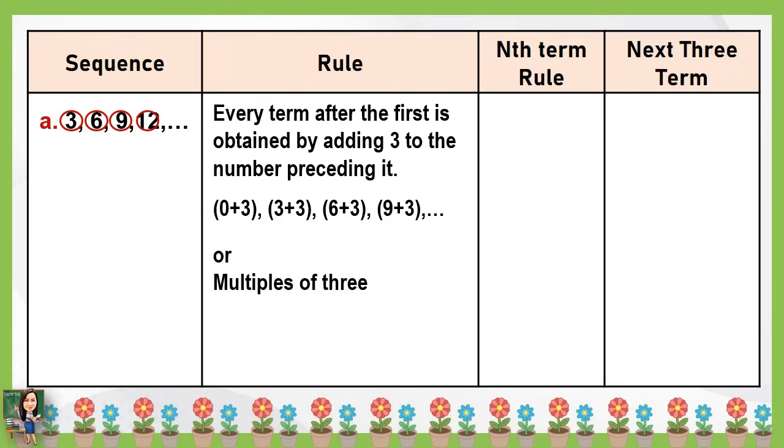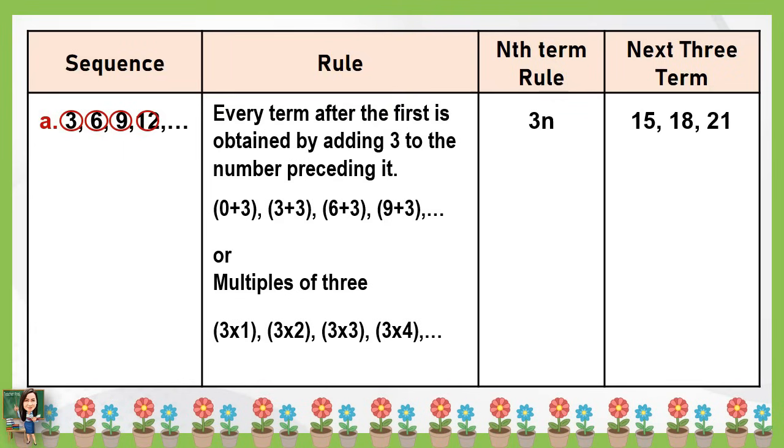Or, multiples of 3. Like, 3 times 1 equals 3. 3 times 2 equals 6. 3 times 3 equals 9. And 3 times 4 equals 12. So that means the rule is adding 3 to the number preceding it, or multiples of 3. The nth term rule is 3n. And the next three terms are 15, 18, 21. That is 12 plus 3 equals 15, 15 plus 3 equals 18, and 18 plus 3 equals 21.